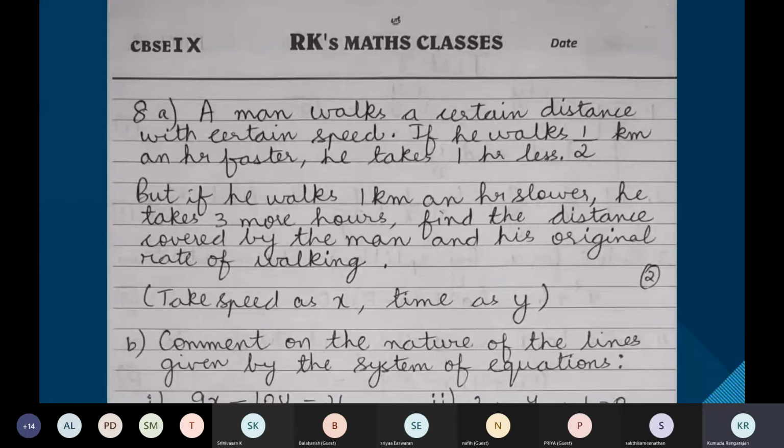A man walks a certain distance with a certain speed. If he walks half a kilometer an hour faster, he takes 1 hour less. But if he walks 1 kilometer an hour slower, he takes 3 more hours. Find the distance covered by the man and his original rate of walking, meaning the speed of walking.